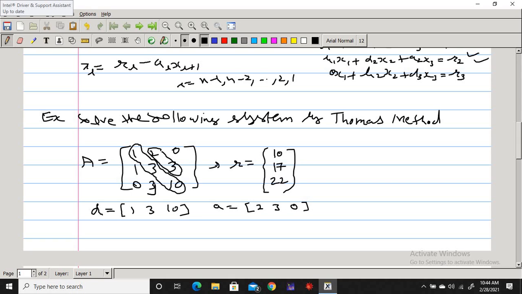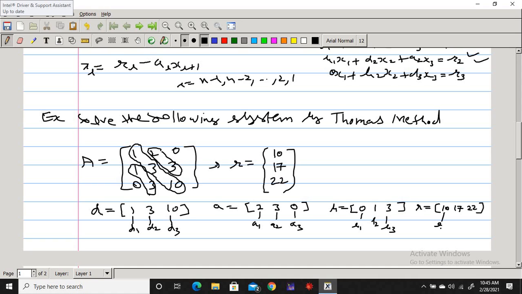And what is below the diagonal? Below the diagonal is going to be this. We represent this by B, and here the first element is always 0. So 0 1 3. And R we are already given, so let's write R also: 10 17 22, and let's mark them also. This is going to be D1, D2, D3, A1, A2, A3, B1, B2, B3, R1, R2 and R3.